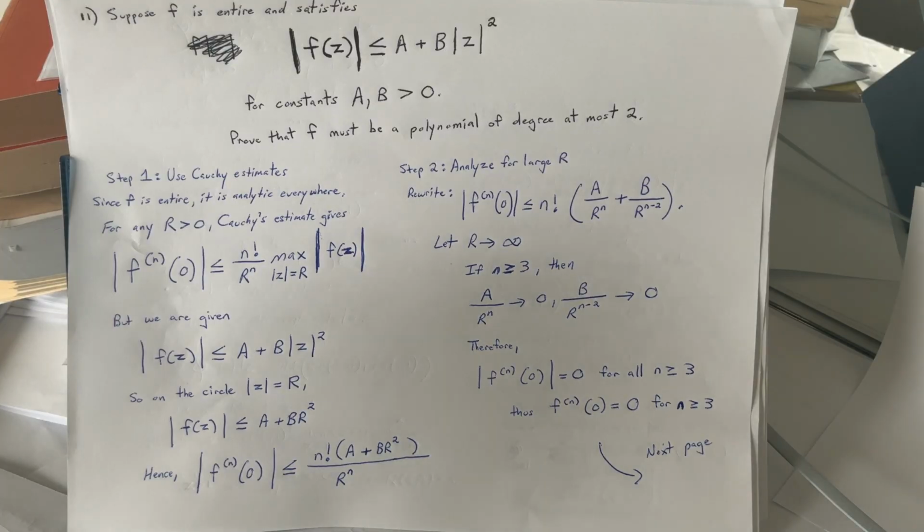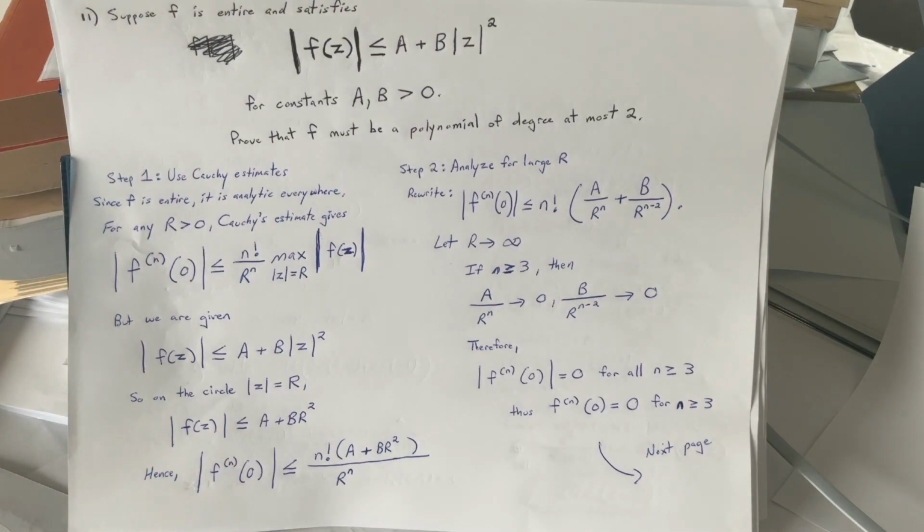Now, look at what we're given. We are given that the modulus of f of z is less than or equal to a plus b times the quantity modulus of z squared. So on the circle, absolute value of z equals r, the modulus of f of z has to be less than or equal to a plus capital B r squared.